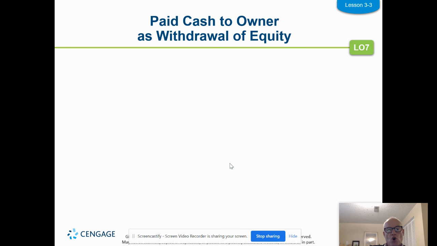Paid cash to owner as withdrawal of equity. Once again, which accounts are affected? Paid cash means something went out the door, an asset decreased. What other account is affected? Well, so-and-so's name, drawing. And this is where we get confused. Are they increased or decreased? Well, obviously our cash decreased.